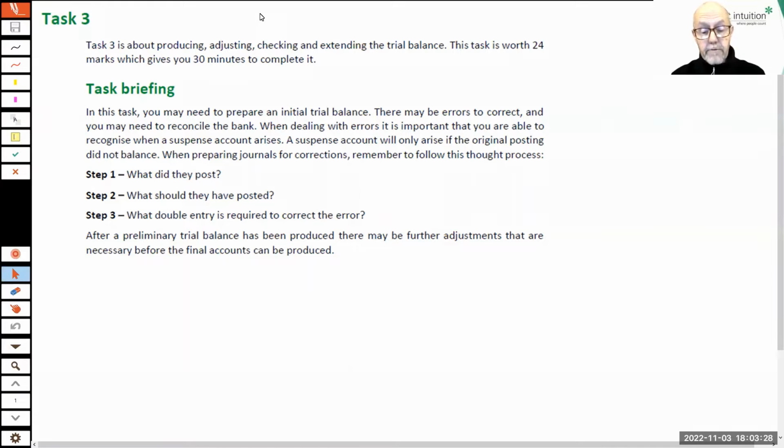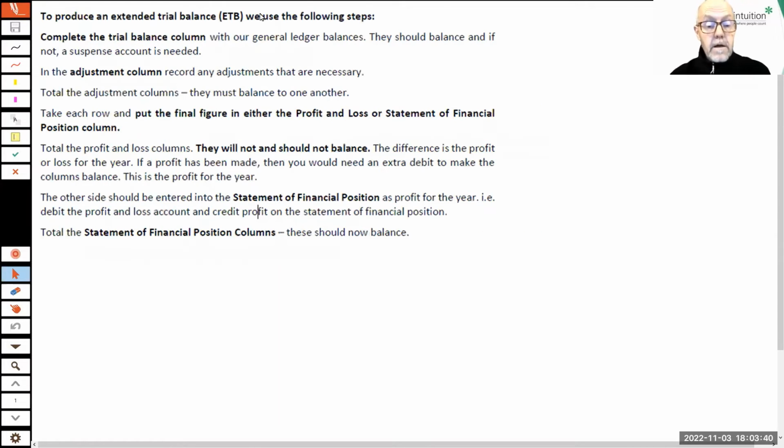After a preliminary trial balance has been produced, there may be further adjustments that are necessary before final accounts can be produced. So there may well be notes given as to other things that are needed. To produce an extended trial balance, we use the following steps. Complete the trial balance column with our general ledger balances. They should balance. And again, that's one thing to check, is that the totals at the bottom do agree. If not, a suspense account is needed.